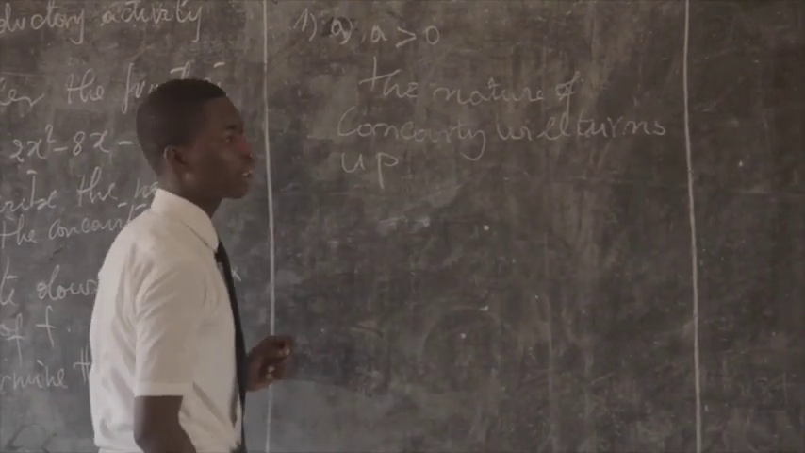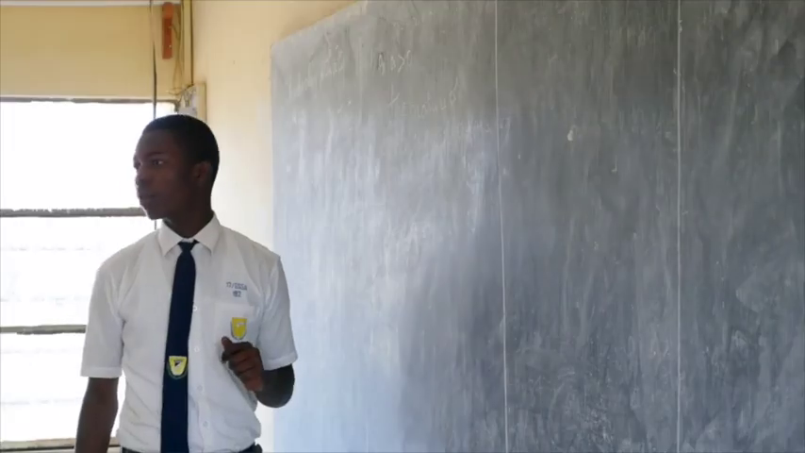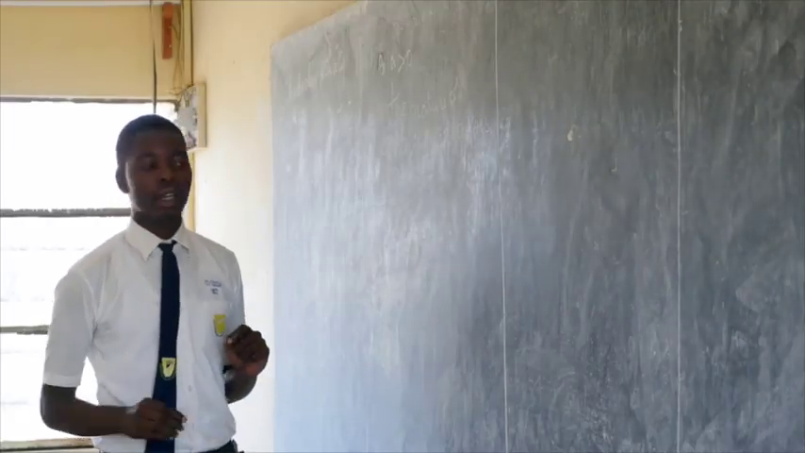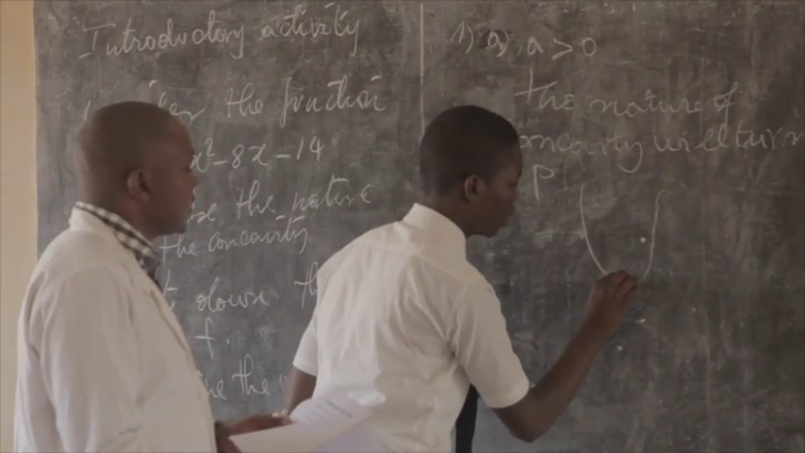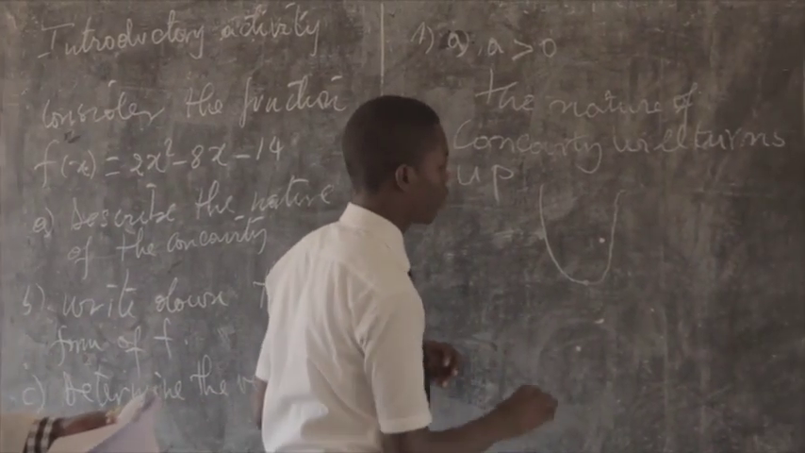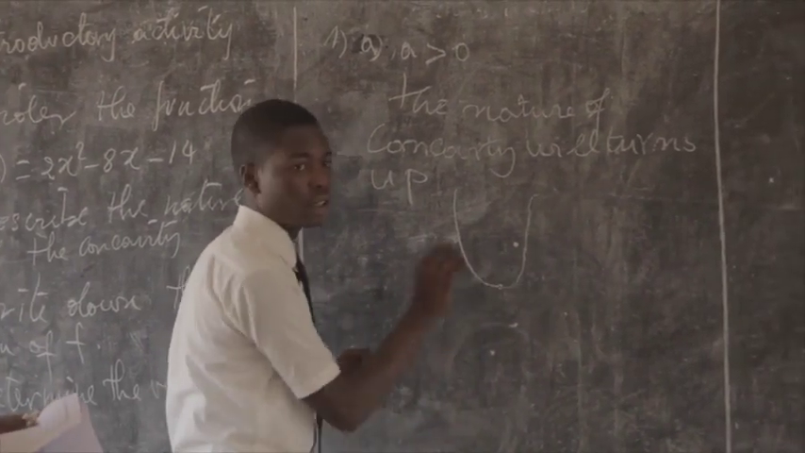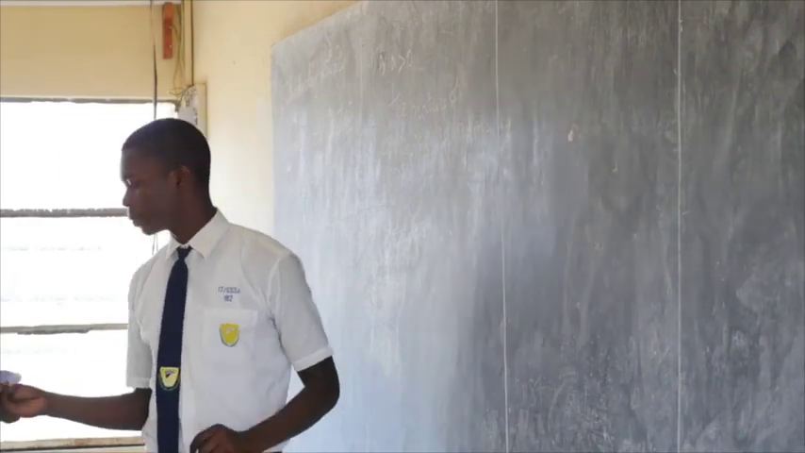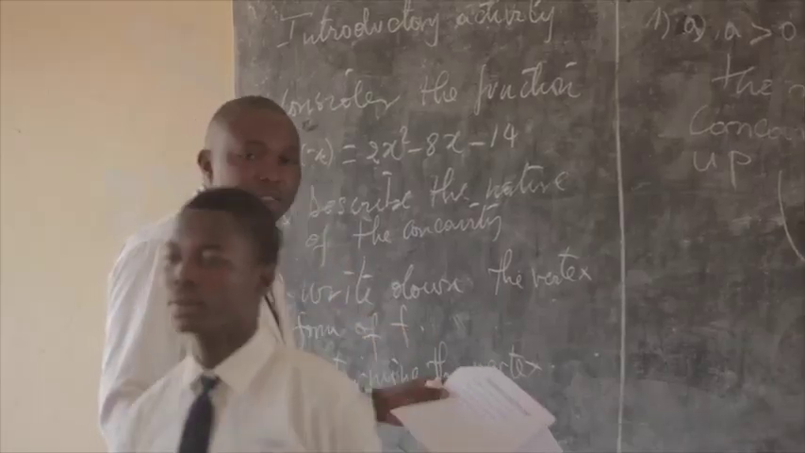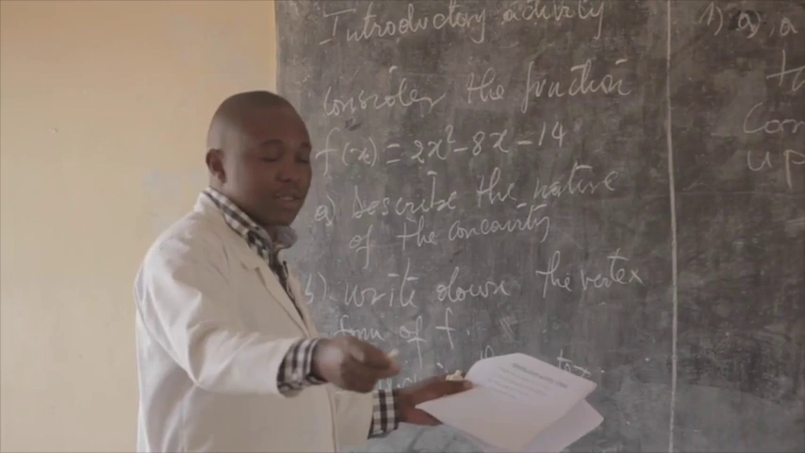So, by using a diagram, concavity will turn like this. And here, there is a vertex. There is the vertex of the concavity. The next one, this range.